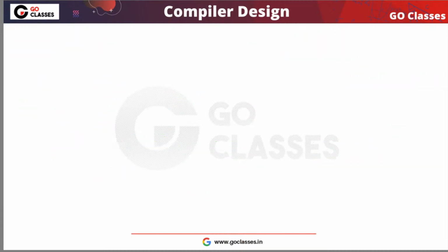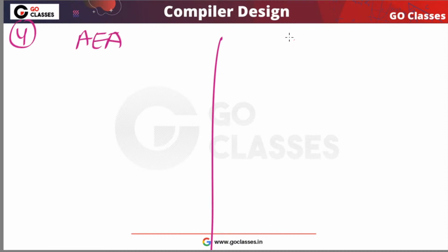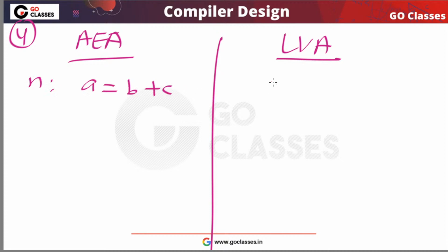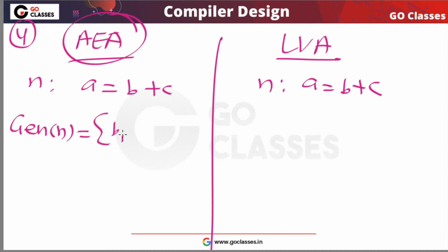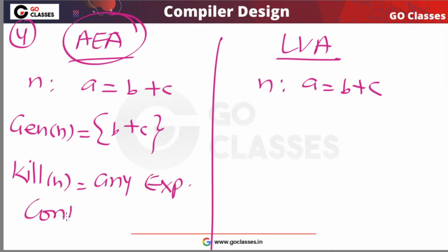I hope all these points are clear. So every point we have seen, and you can notice another difference. Let me quickly tell you about available expression analysis and live variable analysis. Let us assume you have statement n, a equal to b plus c. Tell me what is generated by n in available expression analysis. That is b plus c. And what is killed by n? Any expression containing a. Correct or not?